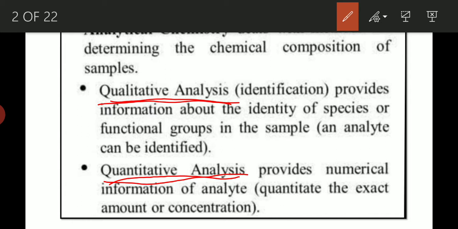Qualitative analysis means what? It includes the identification of an unknown substance by certain chemical tests. Here, with the sample that is provided to us, any kind of sample, we need to identify that unknown substance or sample by chemical tests. Clear? This is the qualitative analysis.